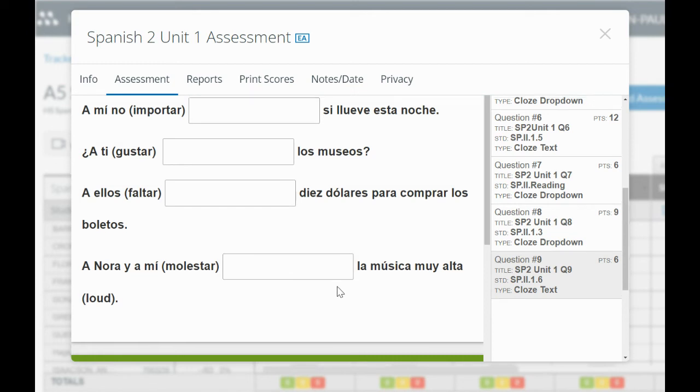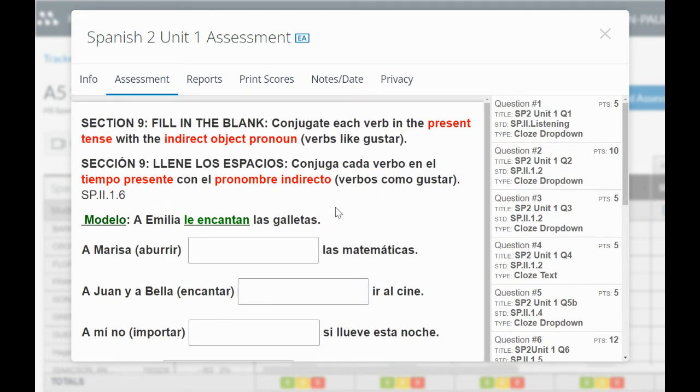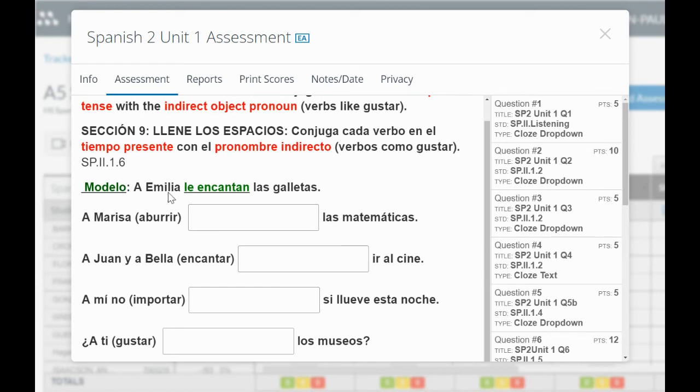La última pregunta, the last question. Conjugate each verb in the present tense with the indirect object pronoun. There are verbs like gustar. We went over all those. Modelo dice: a Amelia le encantan las galletas. That's just saying Amelia loves cookies.